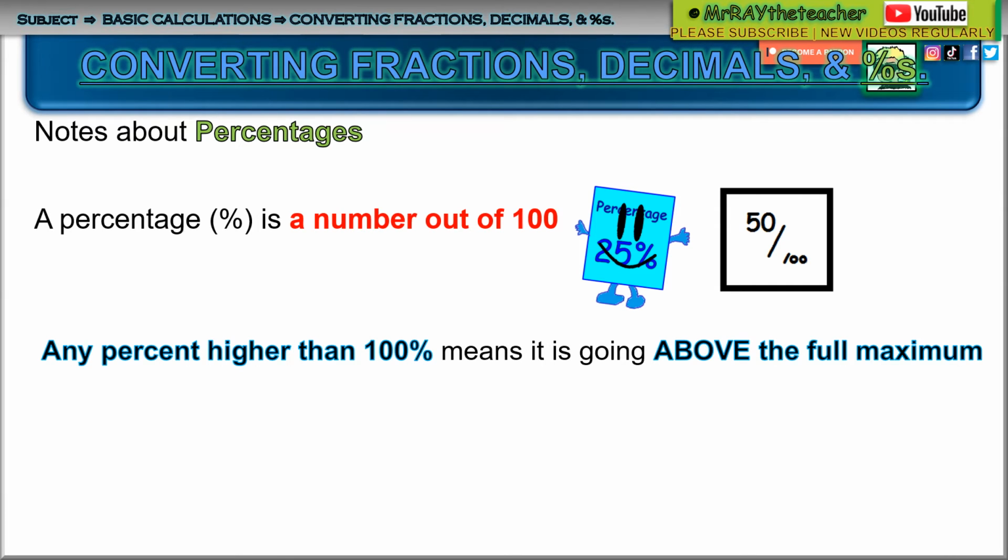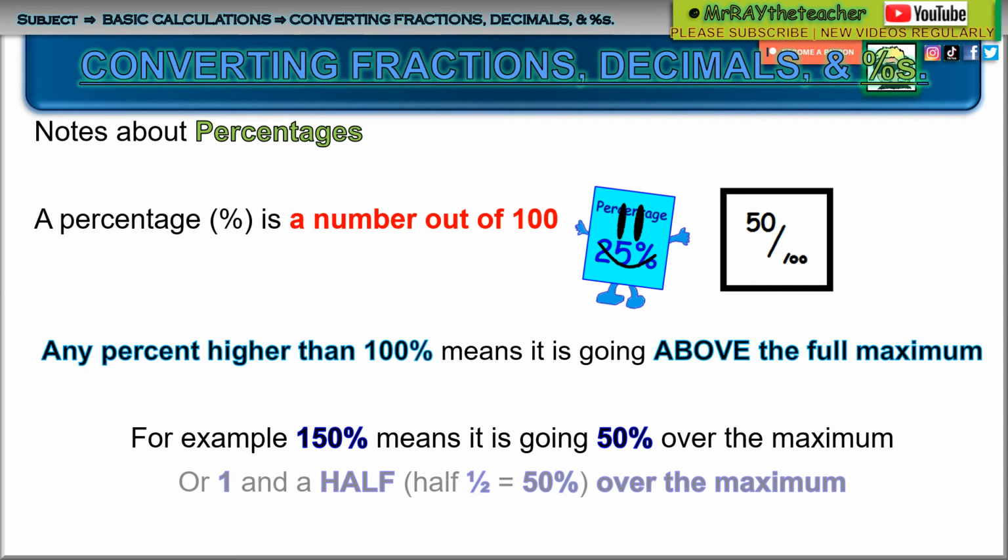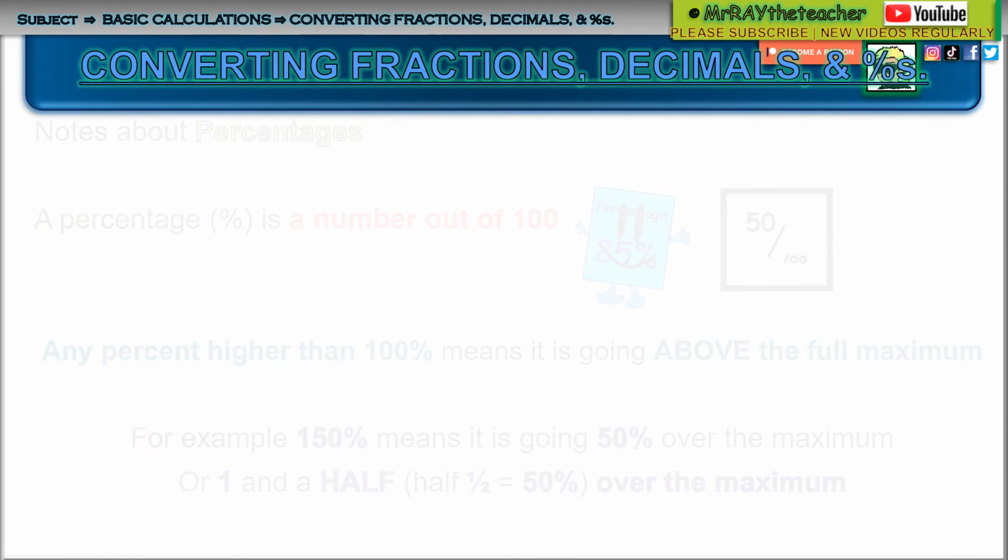Any percent higher than 100% means it's going above the full maximum. For example, 150% means you're going 50% over the maximum, because we take out that 1 here where it's 100, so you've got plus 50, and that's a shortcut. Or 1.5, because your half, which equals 50%, is over the maximum.